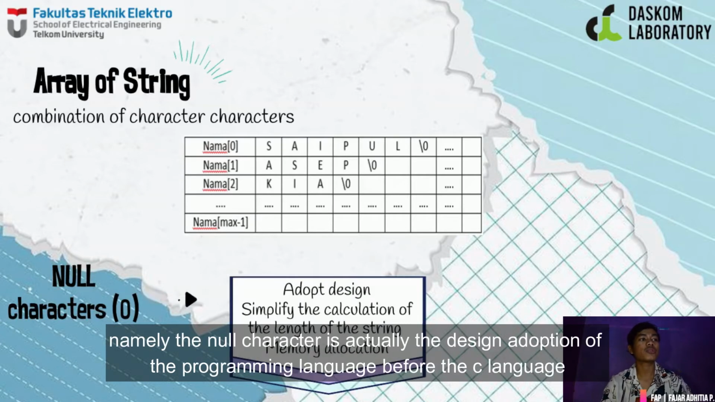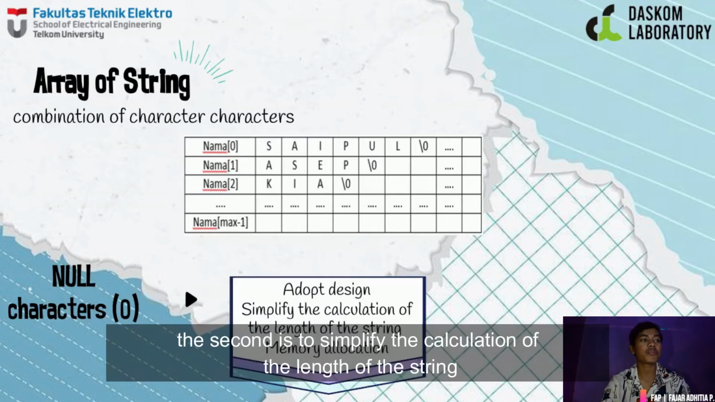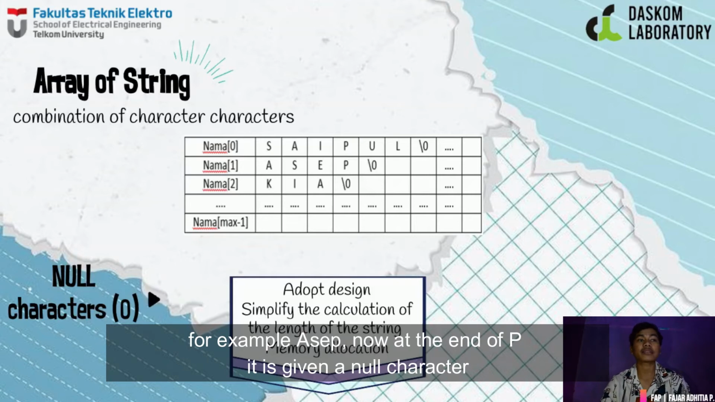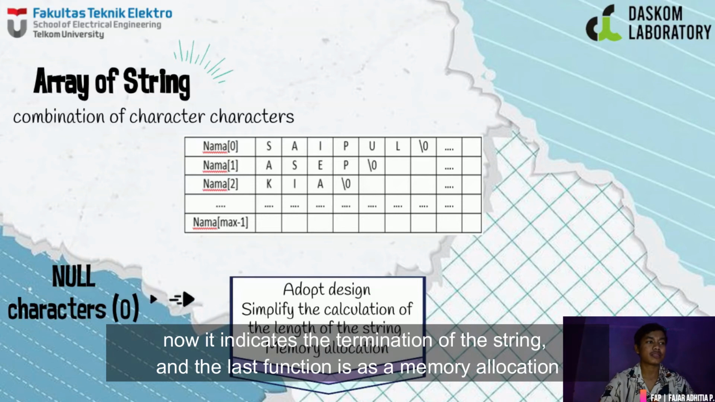Namely, the null character is actually the sign adopted from programming languages before the C language. The second is to simplify the calculation of the length of the string. For example, the null character already indicates that this is the end of the string by using \0. For example, at the end of P it's given a null character. Now, it indicates the termination of the string. And the last function is memory allocation.